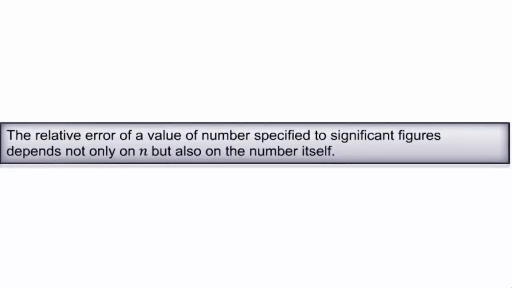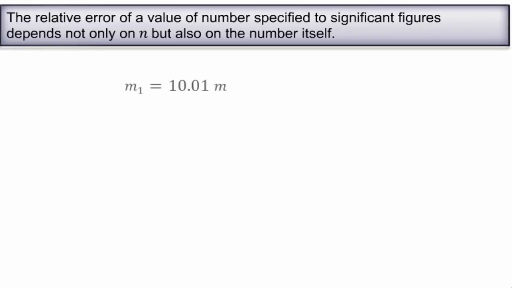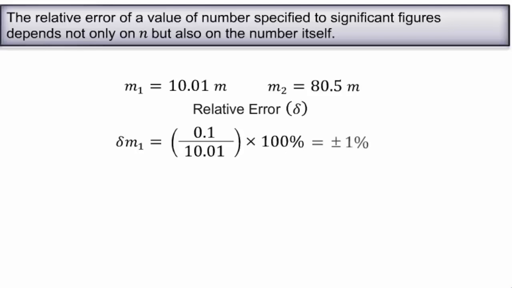Rule number 2 says that the relative error of a value of a number specified to n significant figures depends not only on n but also on the number itself. If there are two quantities, say 10.01 meters and 80.5 meters, both carrying an error of 0.1 meter, then the relative error in 10.01 meters is plus or minus 1%, while the same for 80.5 meters is 0.12%.